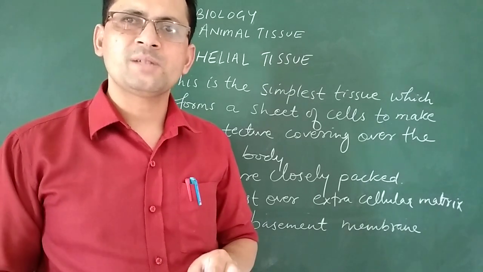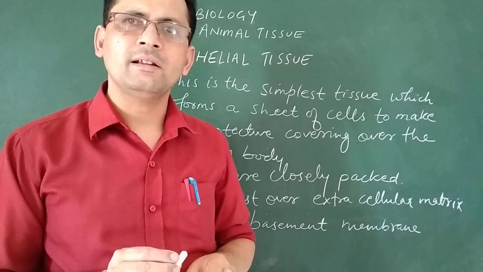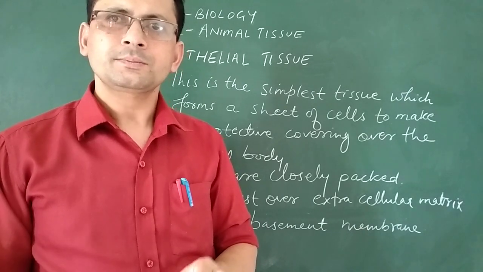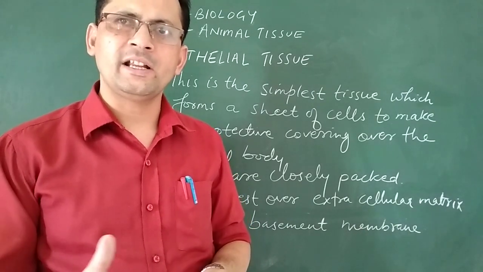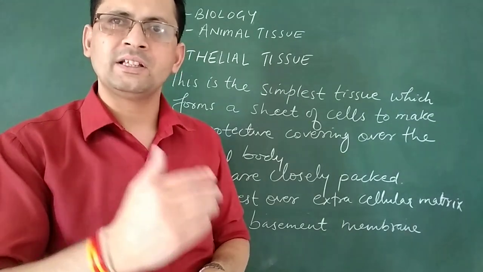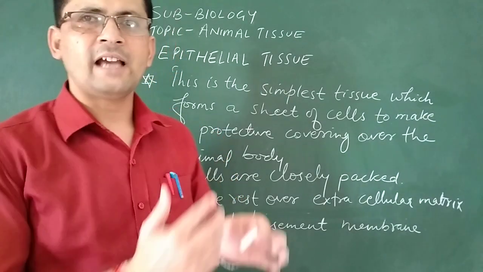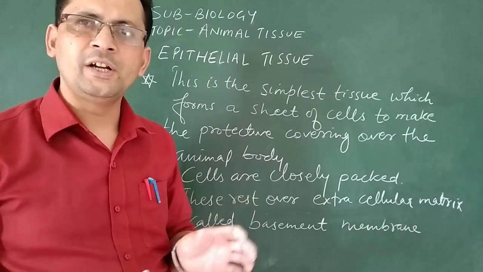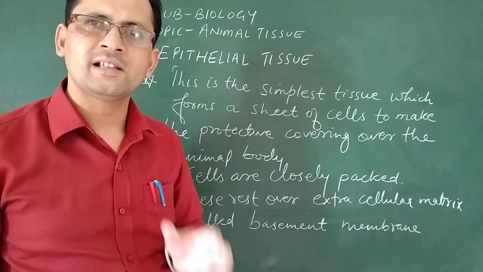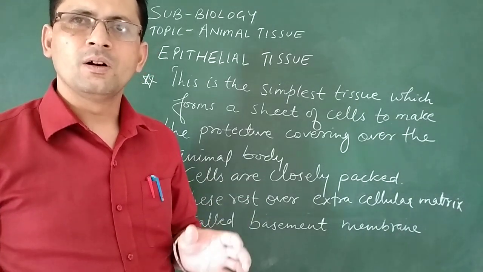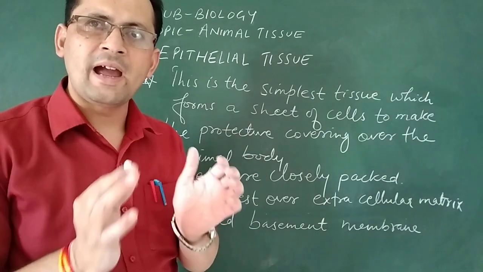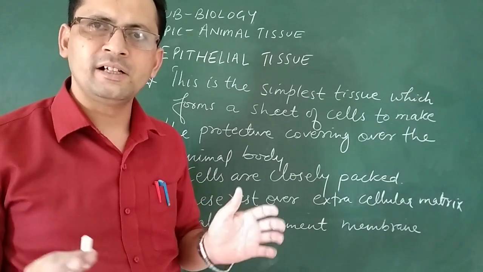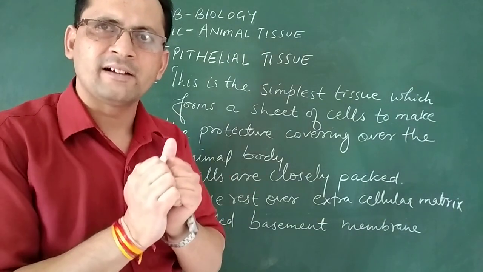Now, what is the role of the basement membrane? This basement membrane connects the epithelial tissue to the connective tissue, and this connective tissue supplies blood vessels to the epithelial tissue. So epithelial tissue is the simplest and fundamental tissue which forms a sheet of cells to protect the external as well as the internal organs of the body. The cells are closely packed, the intercellular space is absent. Between the two cells there is no space, the cells are tightly packed.